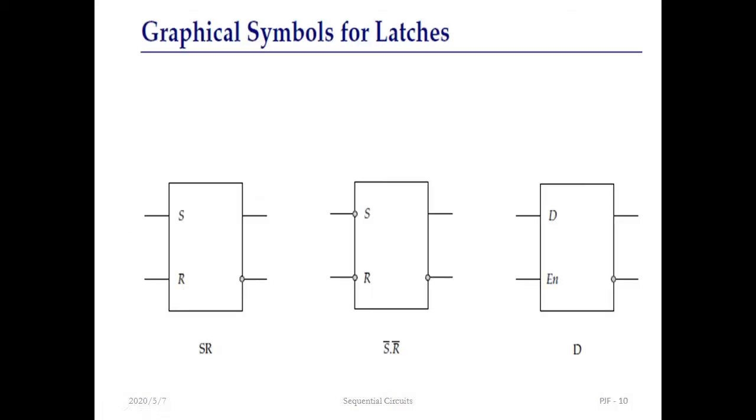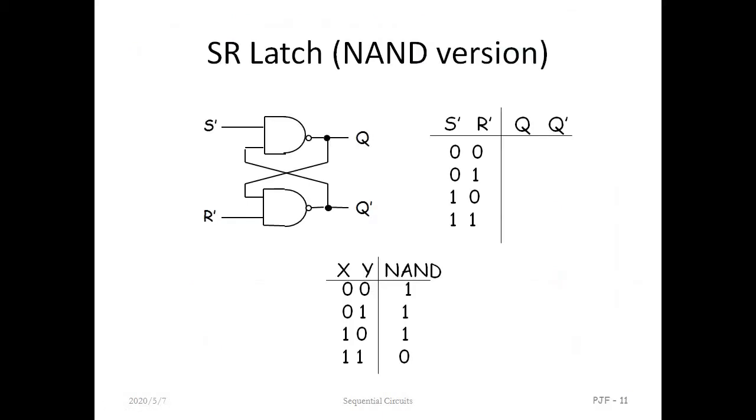These are the general graphical symbols of the latches, SR, and this symbol is for negative triggering, that is, for the bubble. Here we use the D latch, where D is for delay, and the D flip-flop symbol. These are the basic symbols.